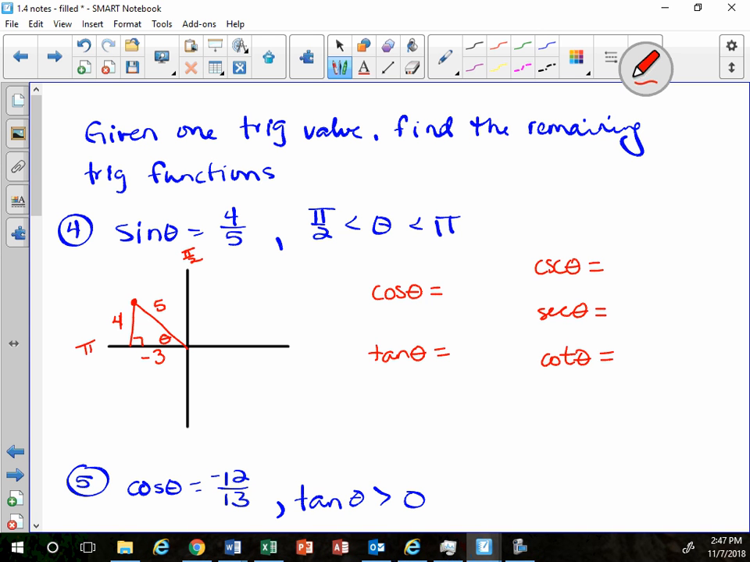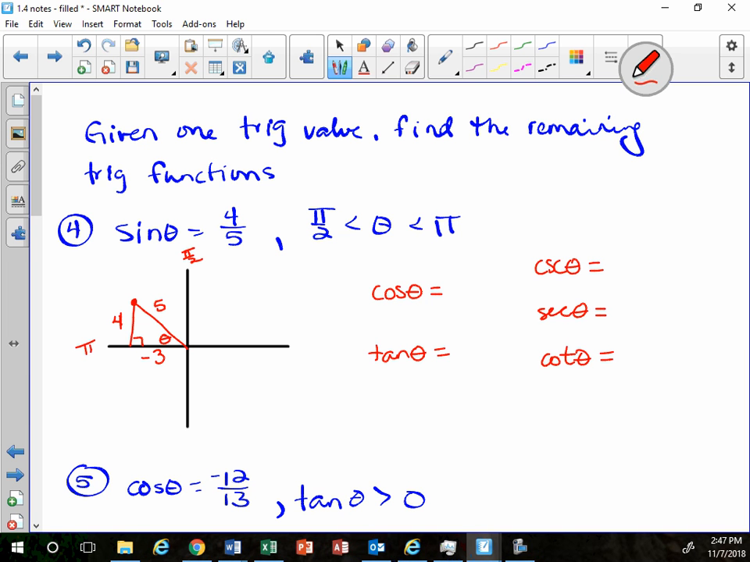Like 180 divided by 2. What would be over here? 2 pi. That's 1.5 pi, essentially. That's why it's a straight line. And then I'm telling you the angle's in between those two. Right? It's got the in between there.